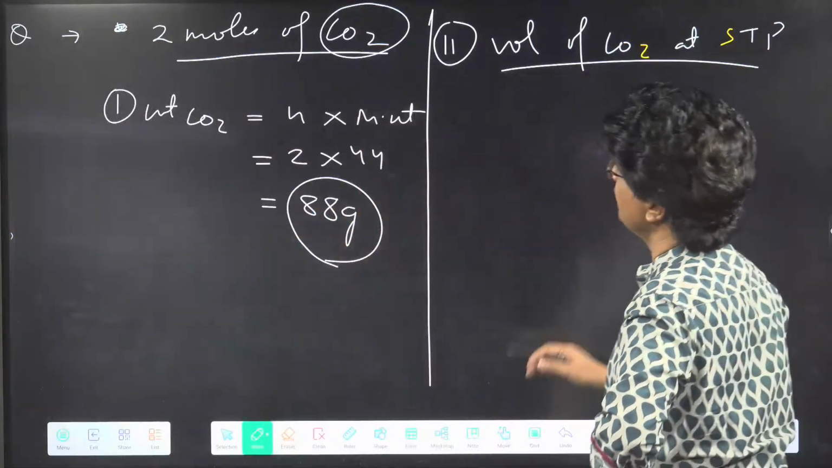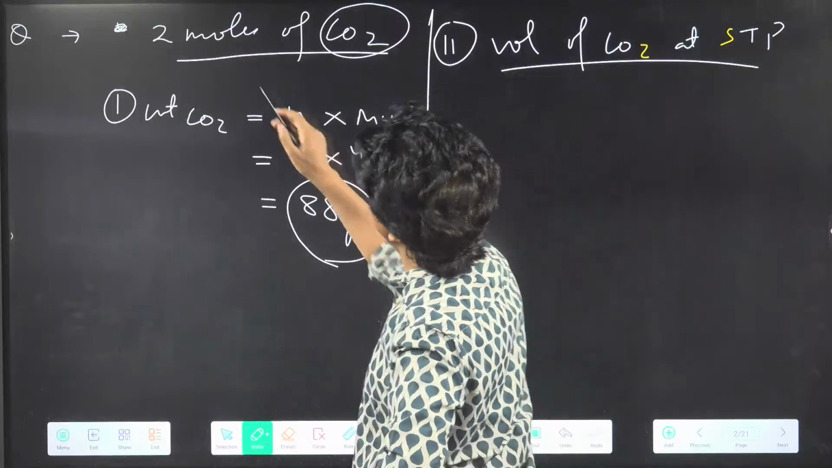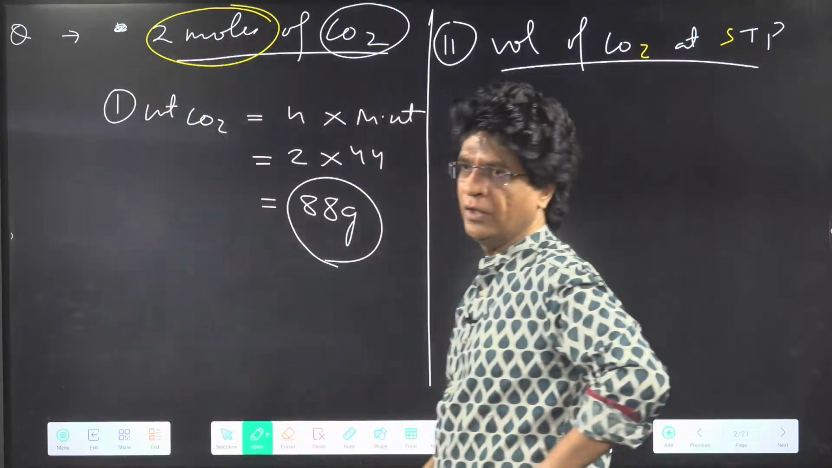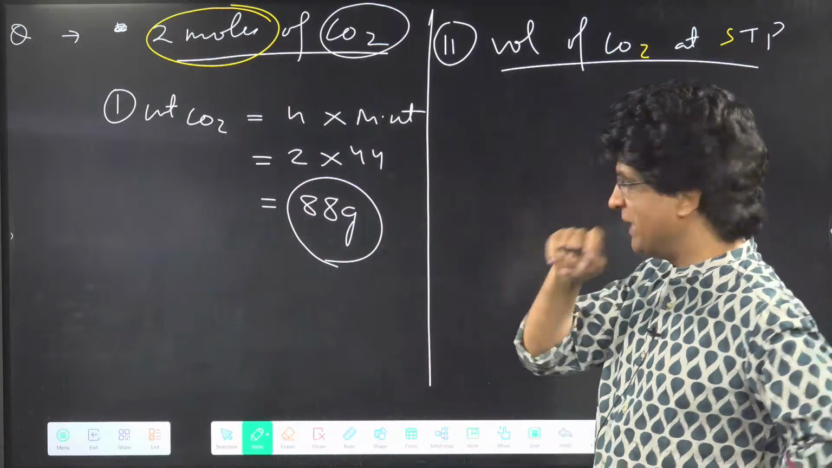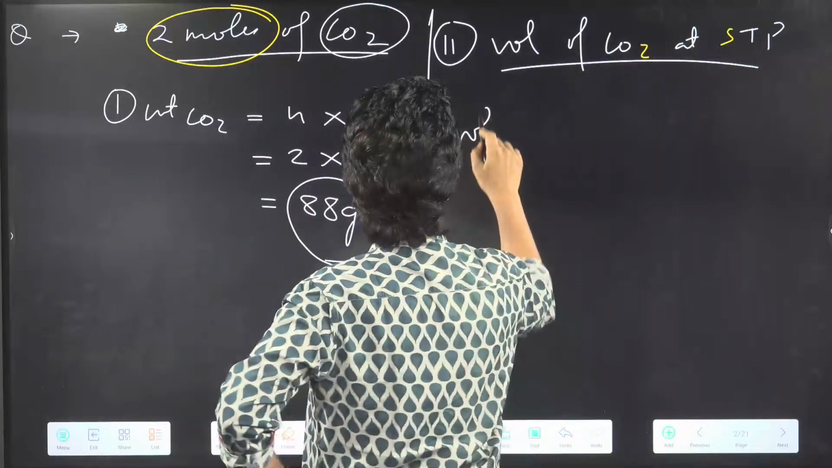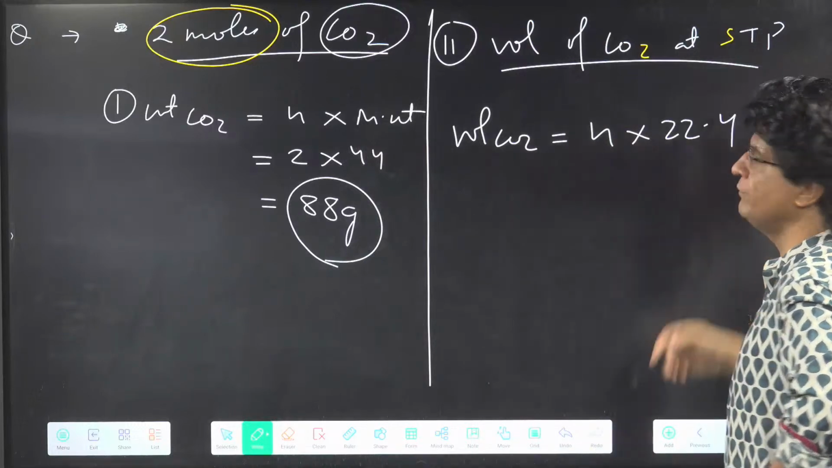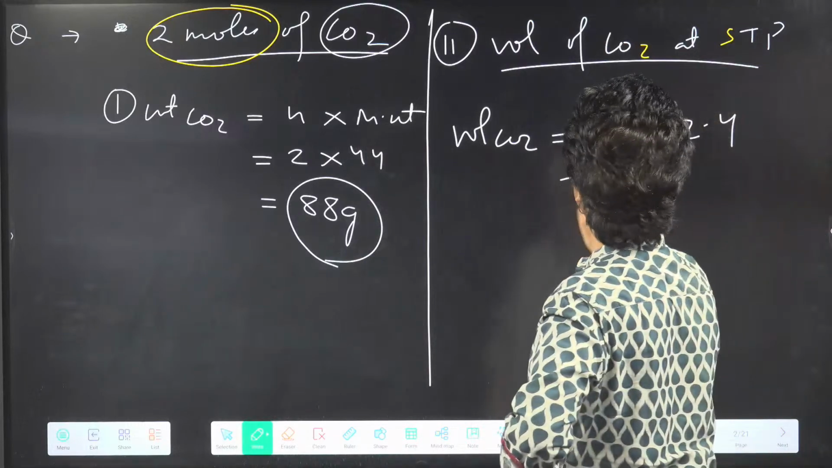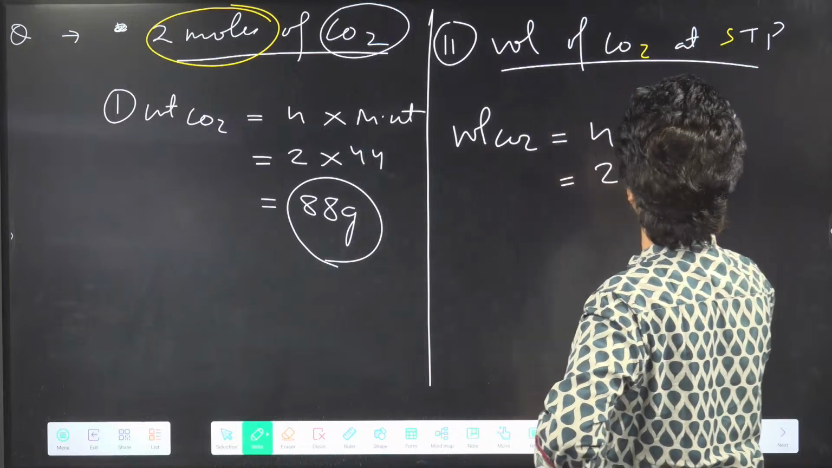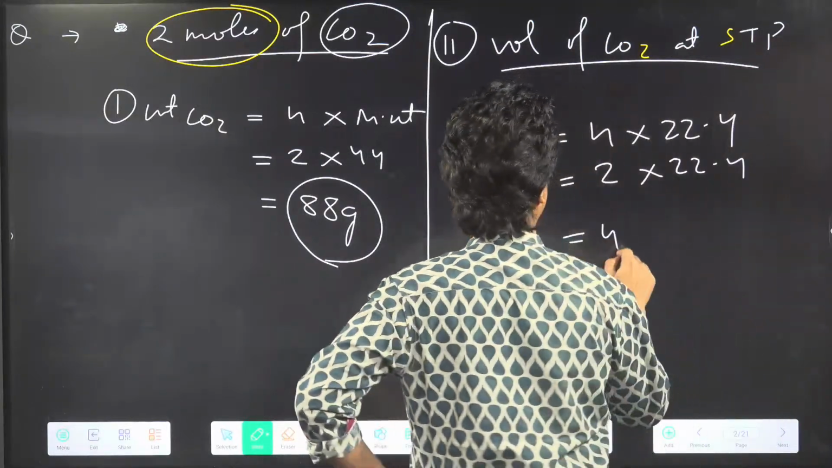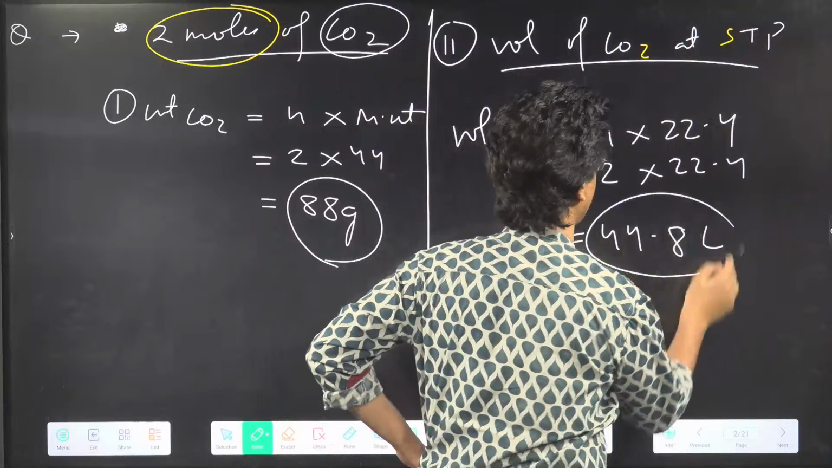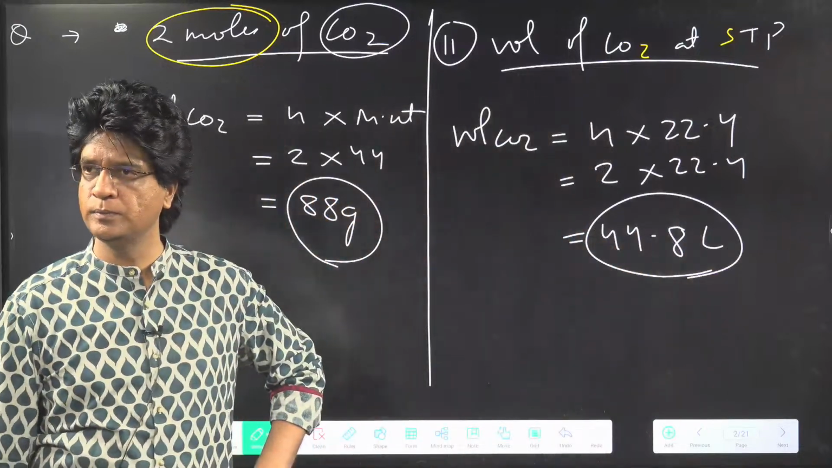Good. Since we know the number of moles, how many moles? 2 moles are there. Once you know the number of moles, you can easily find out the volume. Like, volume of CO2 will be what? Number of moles into 22.4. And that will be how many moles? 2 moles, and 2 into 22.4 will be equal to 44.8 liters. Agree or not? Yes or no?